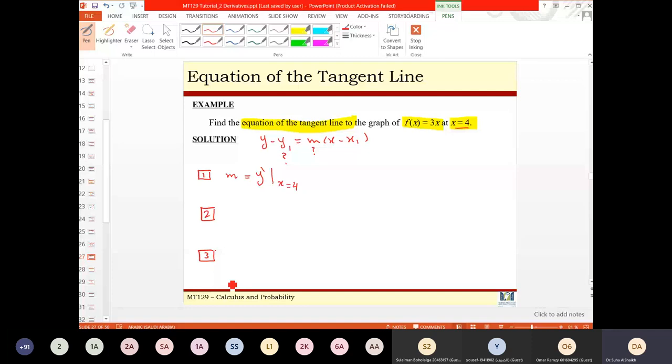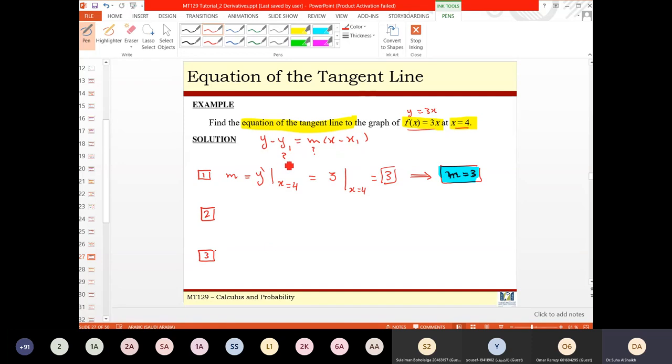We can write it like this. What's the derivative of 3x? 3. So it's 3 at x equal to 4, which is 3. I got my m. My m is equal to 3. Highlight it. The first thing is now available. I have my m now.